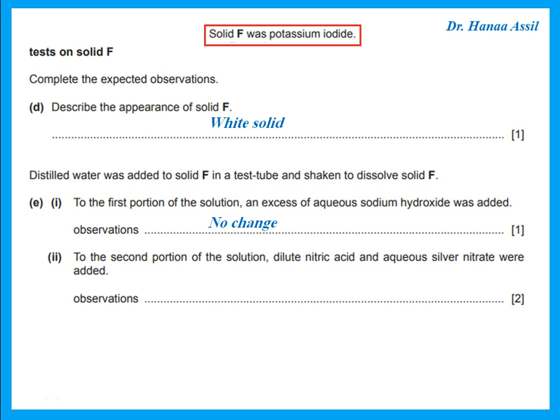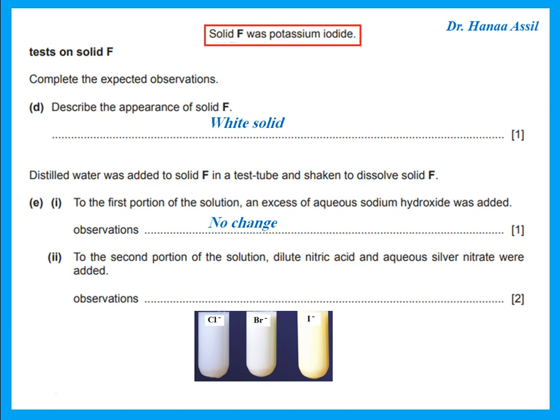Then to the second portion of the solution, dilute nitric acid and silver nitrate were added. So the first thing you ask yourself, silver nitrate is a test for what? You should realize that silver nitrate is a test for halides: chloride, bromide, iodide. If I have chloride, it should give me a white precipitate. If I have bromide, it should give a cream precipitate. If I have iodide, it should give a yellow precipitate. Which one do we have? We have iodide, so it should give a yellow precipitate. Please write the spelling of precipitate correctly.